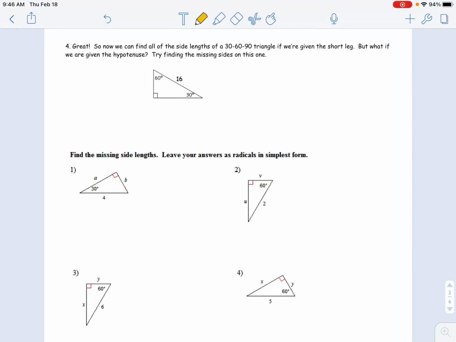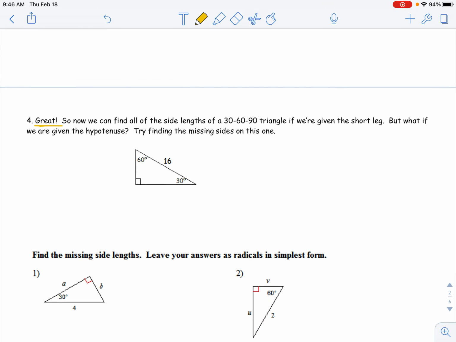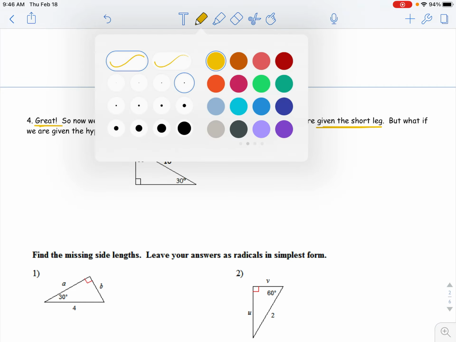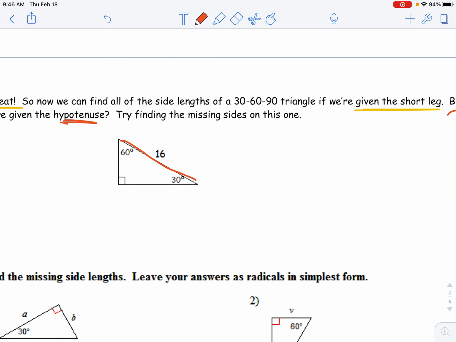Okay, now this portion is actually going to be pretty easy. So great! Now we can find all the sides of a 30-60-90 triangle if we're given the short leg. But what if, now hold on people, but what if we were given the hypotenuse? All right, so now we have the hypotenuse. Now I need to find the short leg and long leg.